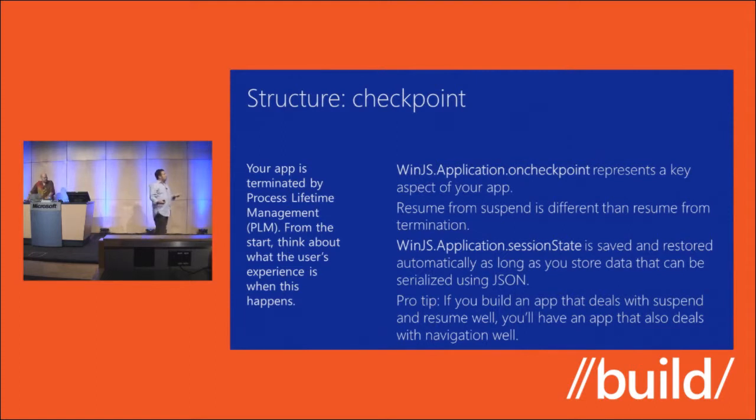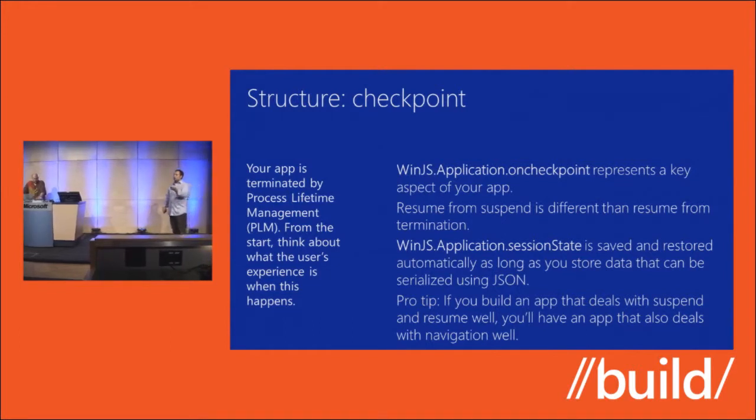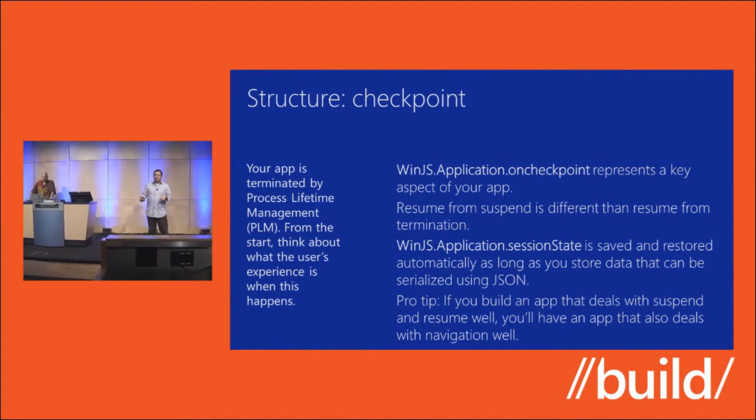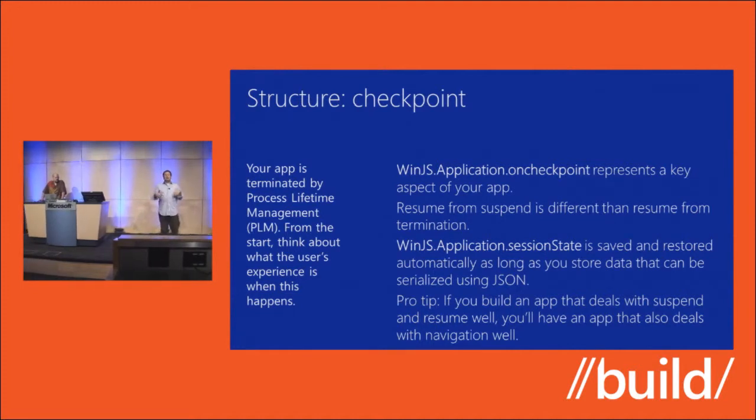So one of the things that you can use to help you get there is this WinJS.Application.sessionState object. So we give you one little helper, and it's an object that you can stick stuff into. And as long as that stuff is JSON serializable, then when we suspend, we will save it for you. And when you resume, you'll get it back. And our recommendation, and you can see this in some of the VS templates, is to save things like your navigation history stack in there. And on resume, you restore your navigation history stack and navigate to the tip. One of the pro tips here is if you build an app that deals with suspend and resume well, it turns out it'll probably deal with navigation well too. And so that's one of the reasons that I like thinking about this from the beginning.